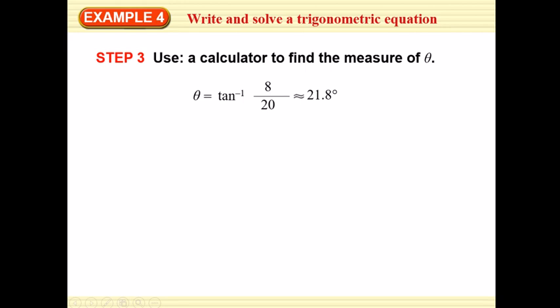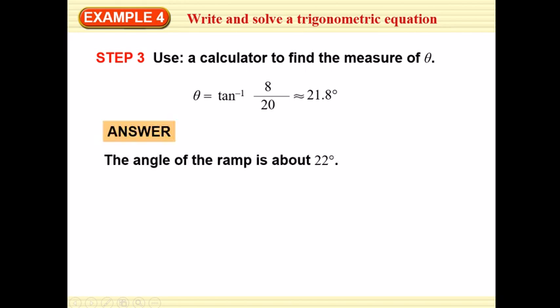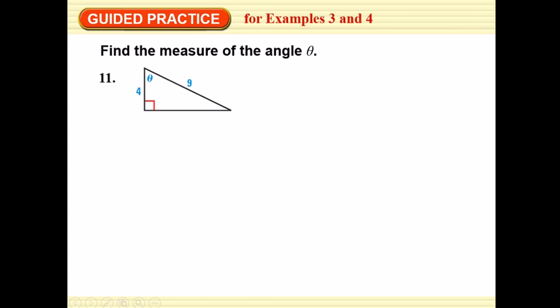So theta equals the tangent inverse of 8/20, which is approximately 21.8. You could also reduce it if you wanted to. The tangent inverse of 2/5 should give you the exact same value. So the angle of the ramp is about 22 degrees. So, guided practice. Find the measure of angle theta. You can pause your video and try these out and see if your solutions match up.